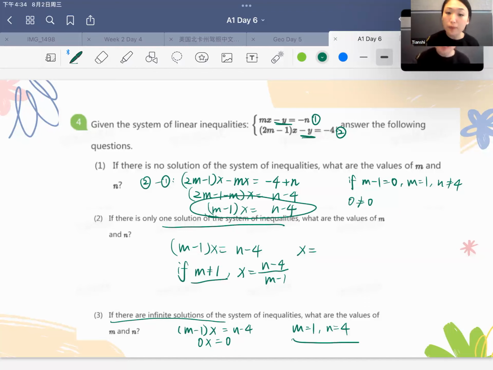So this question is a little bit hard. First of all, we need to form an equation with x, and then we need to use the thinking process of classified discussion to think about the three questions.